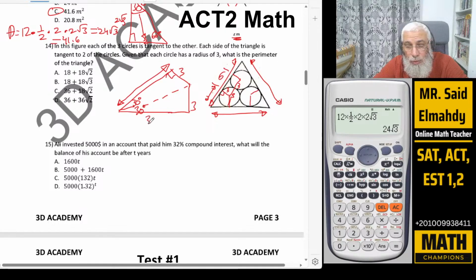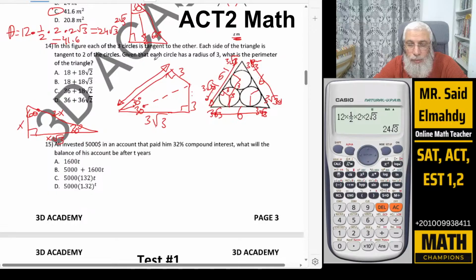So if this is 3, this should be 3 root 3. This is the 30-60 triangle property. If we have a 30-60 right angle triangle, the ratio is x, x root 3, and 2x. So if this is 3, this should be 3 root 3. So we have 3 root 3 on each of these sides, and 6, 6 and 6.